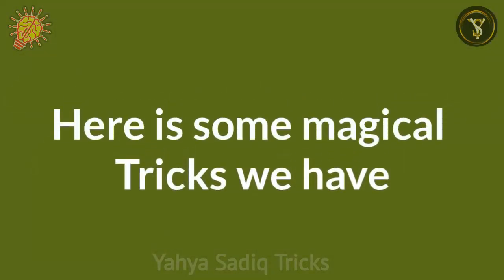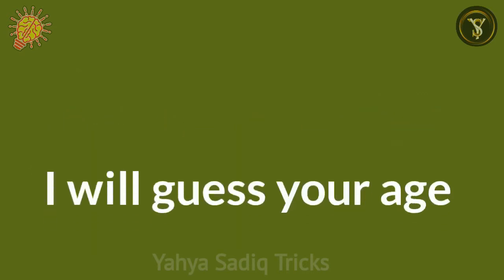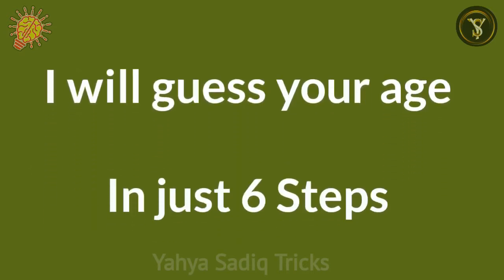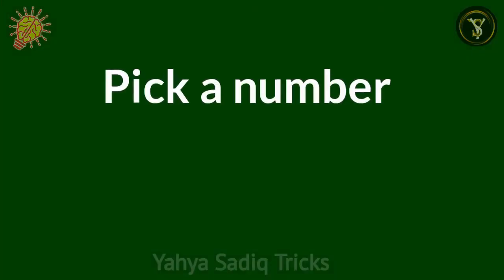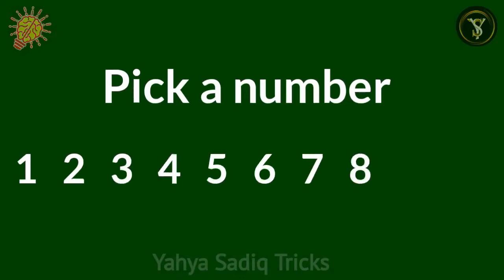Here are some magical tricks we have. I will guess your age in just 6 steps. Step number 1 is pick a number from 1 to 10. 1, 2, 3, 4, 5, 6, 7, 8, 9, 10. For example, I choose number 4.